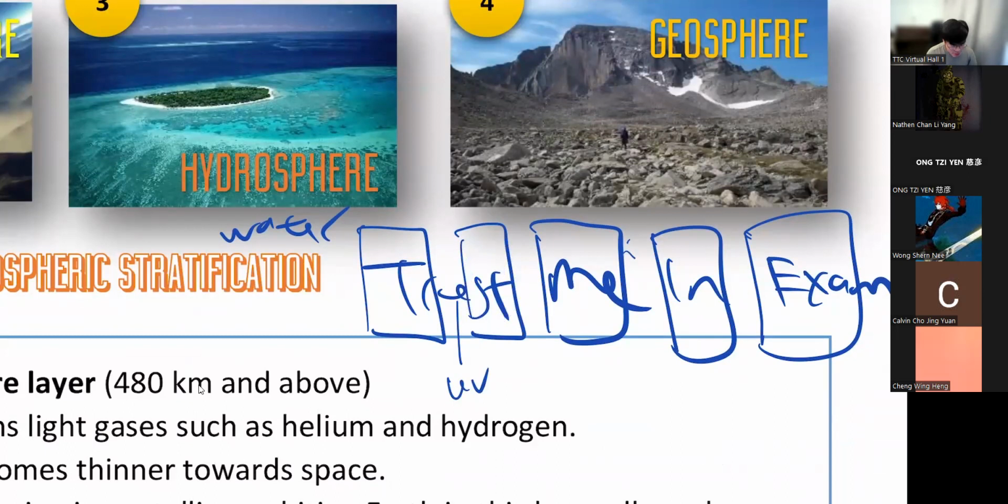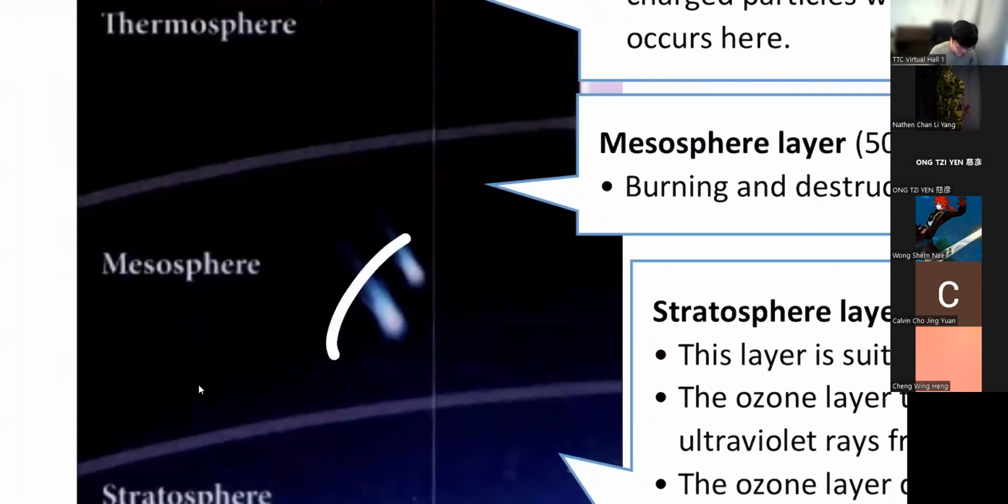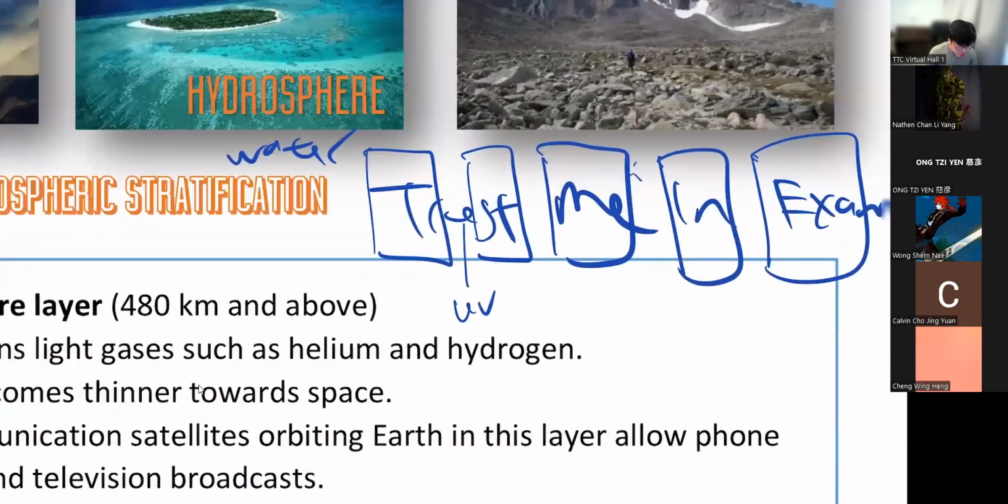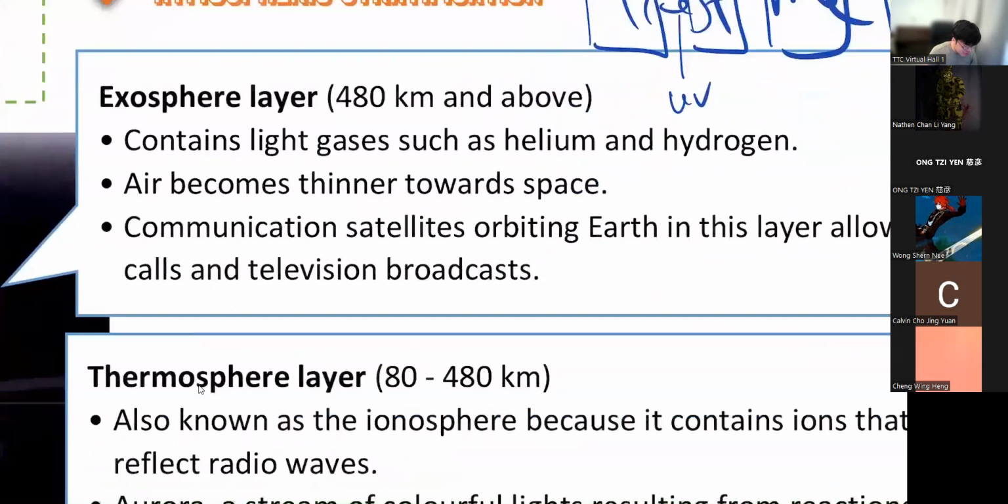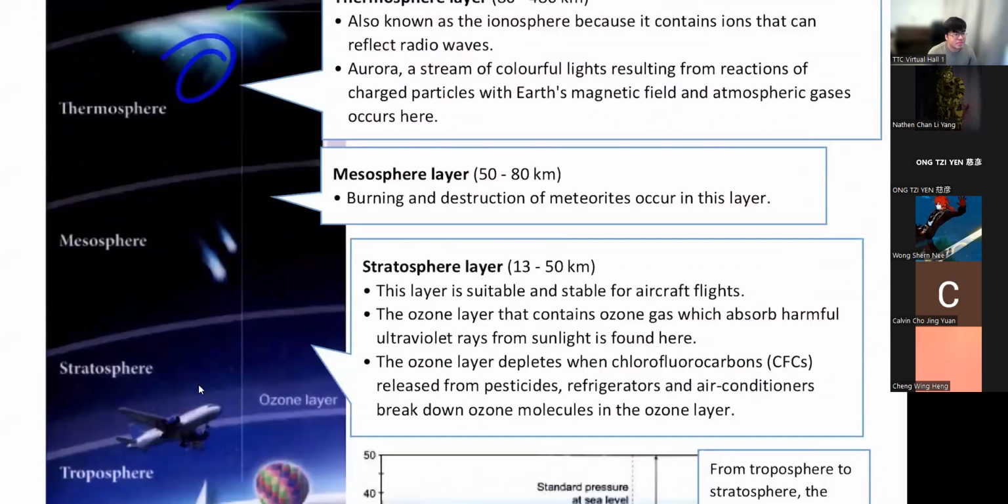Okay. So mesosphere is the middle layer. We call it meso because meso means middle. This is where all your, what do you call it, your meteorites burn off. Thermosphere, ionosphere, this is where your aurora happens. Exosphere is the outermost layer. This is where all your satellites fly. All right, nothing much to say here.